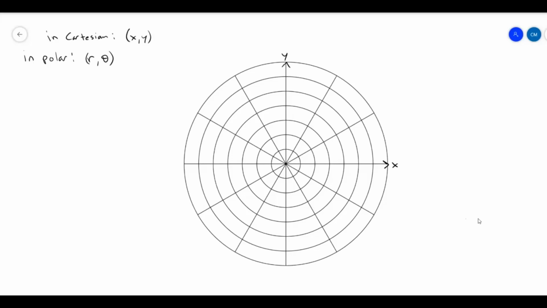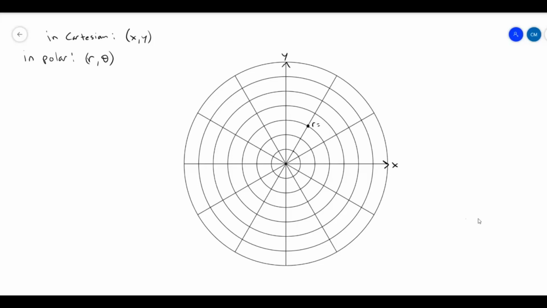r is the direct distance from the origin. So in other words, if I'm talking about r equals 3 at some angle, I would just go out 3. This is r equals 3 right here, because it's 1, 2, 3 away from the origin. A point out here would have an r value of 1, 2, 3, 4, 5, 6, 7. So that's an r value of 7 right there. Everybody see what I'm talking about with the r value? It's just how far away from the origin it is.